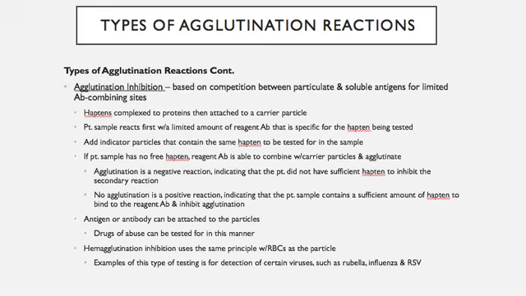But with these types of reactions, you have to be careful when you're interpreting and reporting them out, because the end result of the test seems kind of counterintuitive to what you think. And then hemagglutination inhibition uses the same principle, but with red cells as the particles. Examples of this type of testing are for the detection of viruses like rubella, influenza, and RSV.